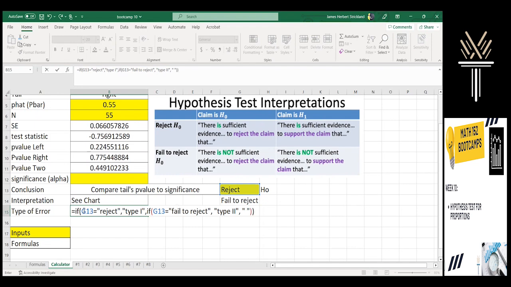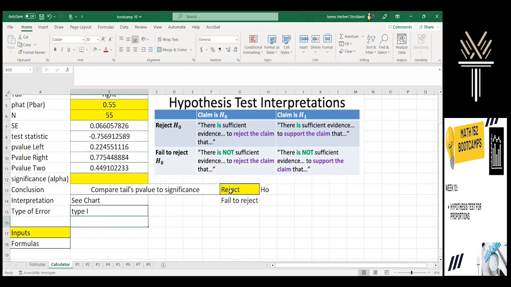So if it says reject, it's going to spit out type 1. If it says fail to reject, it's going to spit out type 2. Otherwise, it's going to show nothing. That's what that says. And so right now it says reject, so it says type 1. If I change it to fail to reject, it now says type 2. One thing to be careful about, if you misspell your word, it won't know what to do. So bear that in mind. It's reading the exact spelling of the words.